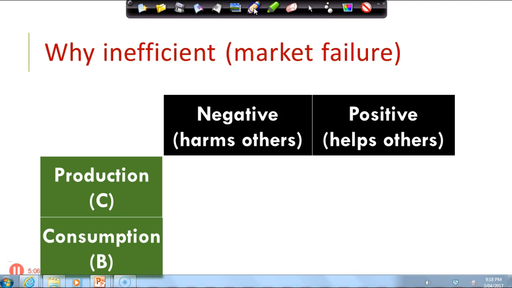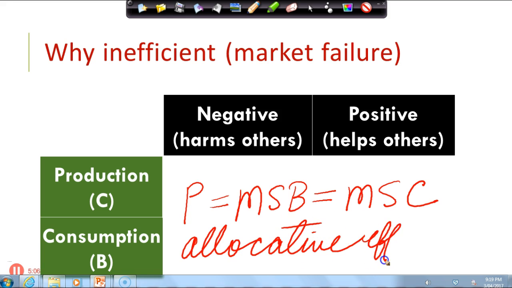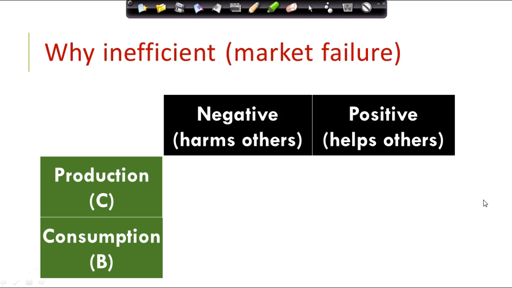Right, so by the criterion of the equilibrium price equals the marginal social benefits equals marginal social costs. That is the condition for allocative efficiency. Now, if that is violated, then we say the market is failing. So let's get rid of that and on with the show.